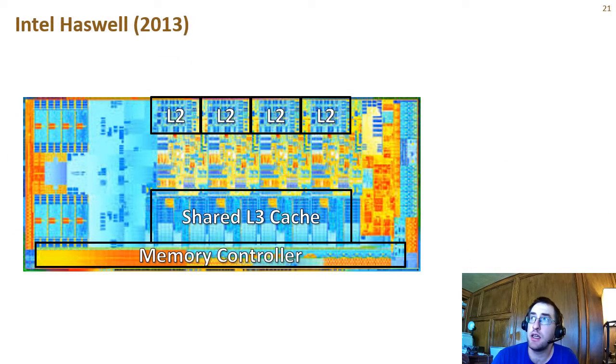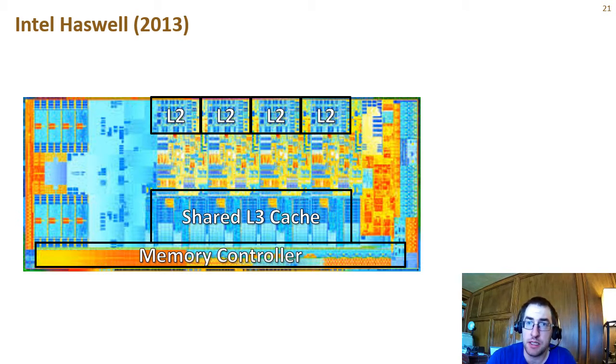So here's a heat map image of an Intel core from about 2013 or so. I've partitioned some components of this so that you can see what it looks like on a real chip. So we can see the L2s. This is a 4-core chip, just like the previous diagram. We can see a large shared L3 cache, and the memory and I/O controllers on the bottom. In the middle, between the shared L3 cache and the L2s, are actually the cores, each individual core themselves, and their L1 cache will be somewhere in there as well.